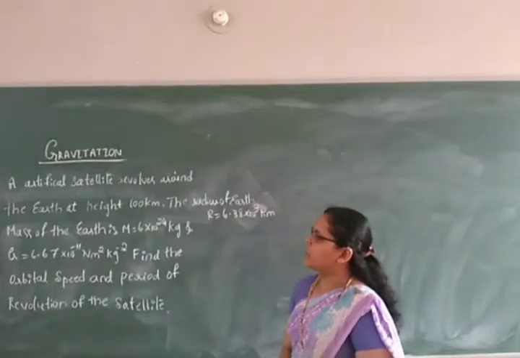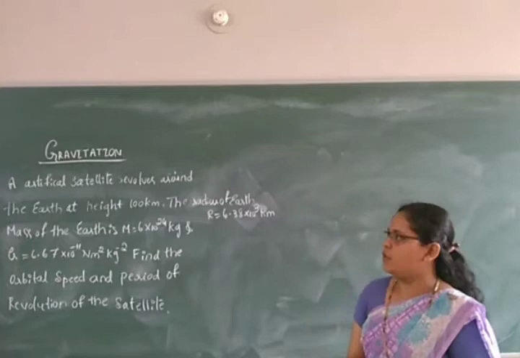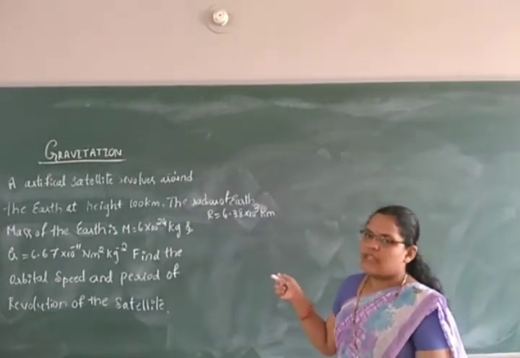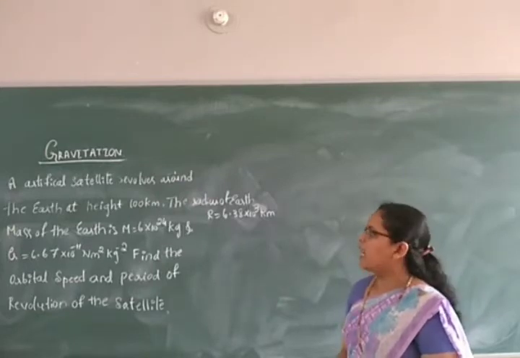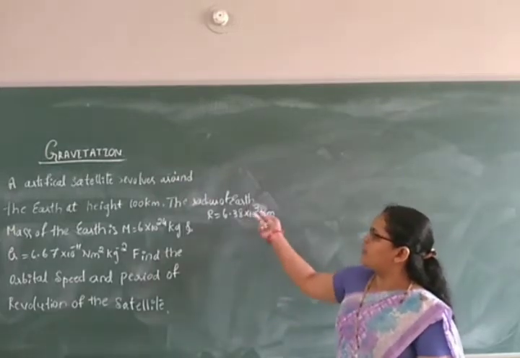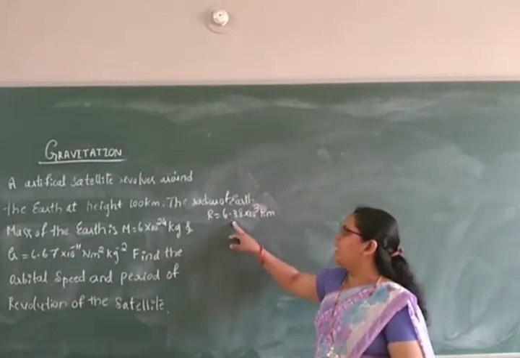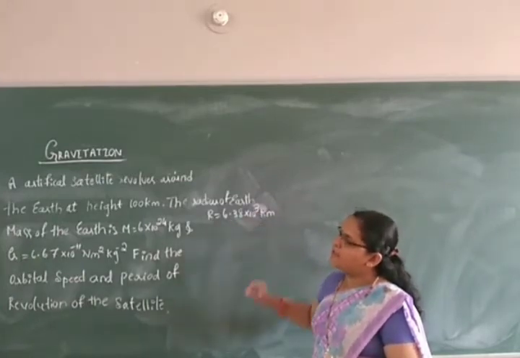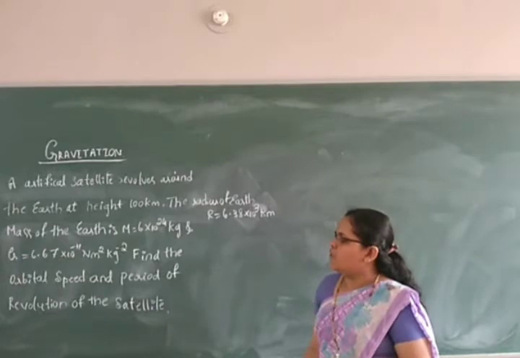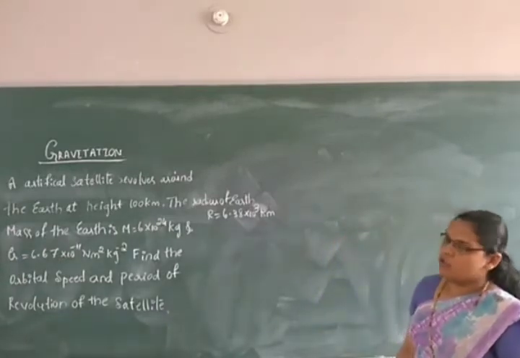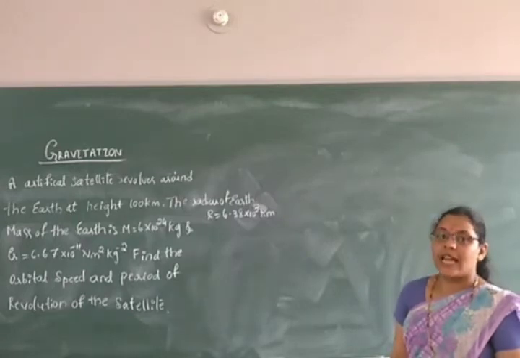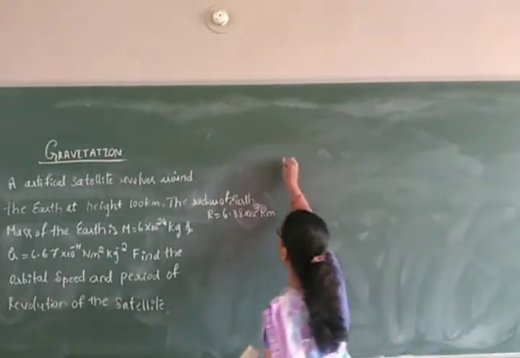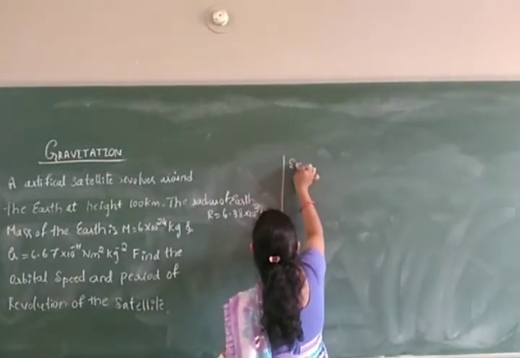One more problem here, that is based on the time of revolution. They had given an artificial satellite revolving around the earth at a height of 100 km, and the radius of the earth is 6.38 into 10 to the power 3 km. The mass of the earth and the gravitational constant are also given. We need to find the orbital speed and the period of revolution of the satellite. So let us make a list of the given data.